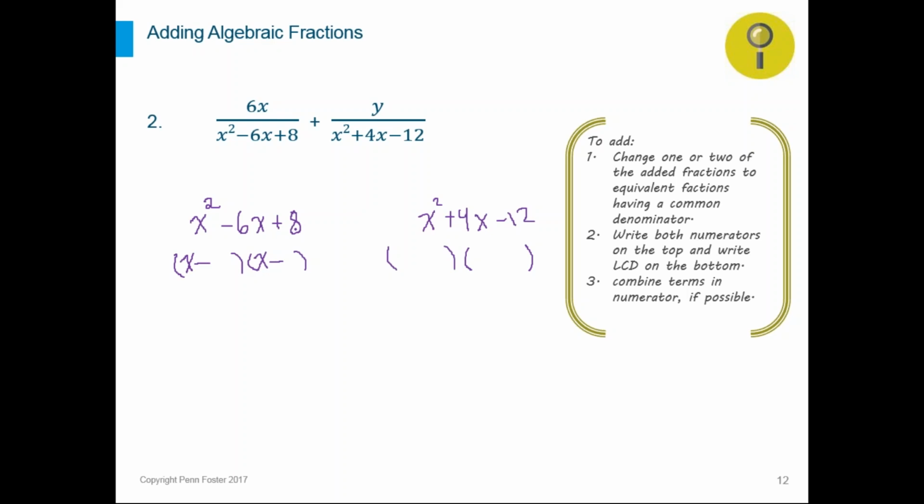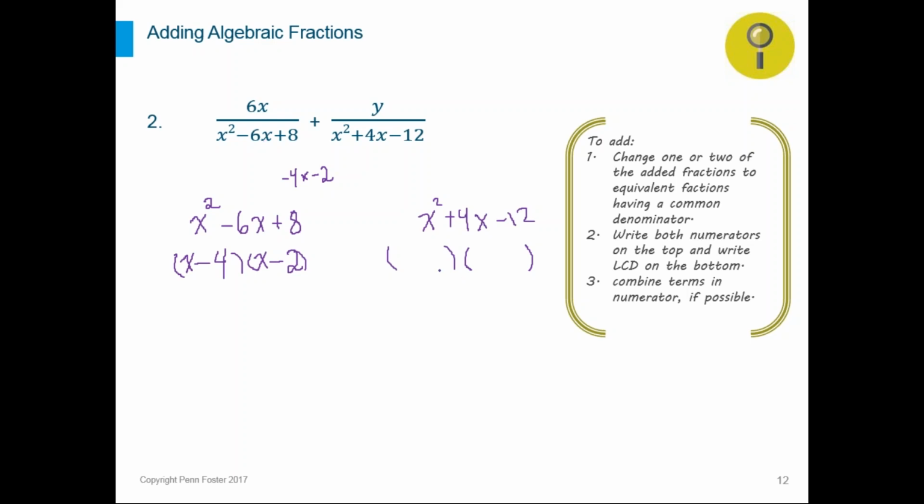What are the factors of positive 8 that when you add them give you a negative 6? We're going to think about it and figure out negative 4 times negative 2. Multiply them, it gives you positive 8, but when you add them, it gives you negative 6. So it's going to be negative 4 and negative 2. These are the factors of the trinomial that appears in the denominator of the first fraction.